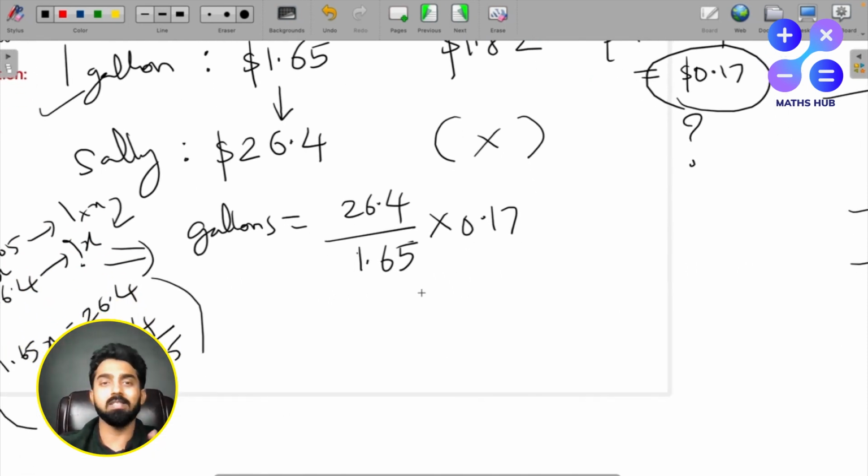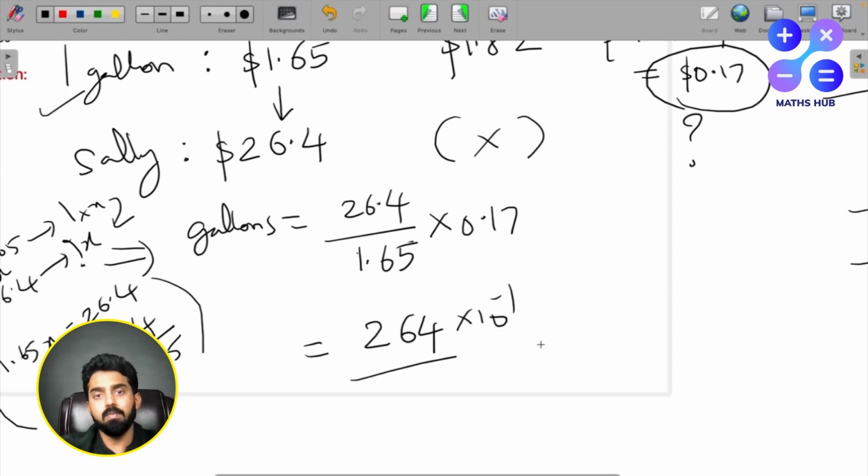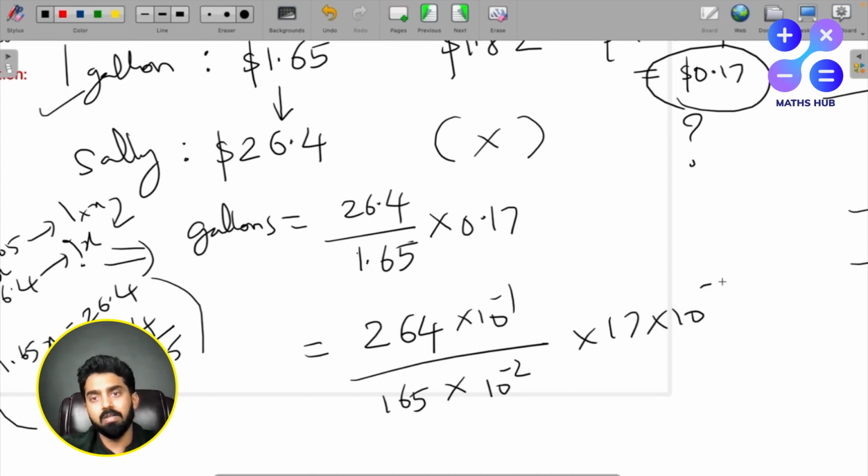To solve this, always remember when you have multiple decimals, first remove all the decimals. So you have 264, which will be 10 power minus 1. And 165 will be 10 power minus 2. And 0.17 will be 17 into 10 power minus 2, because it is 10 to the power of minus the number of places after the decimal. So we can cancel these. 10 power minus 2 by 10 power minus 2 is minus 2 plus 2, which is 0.